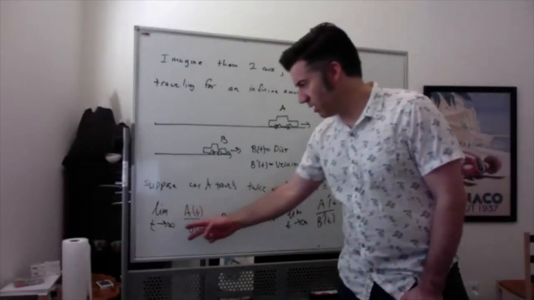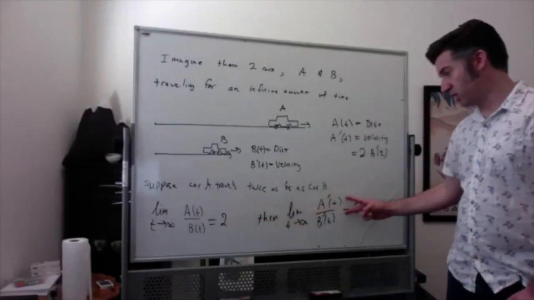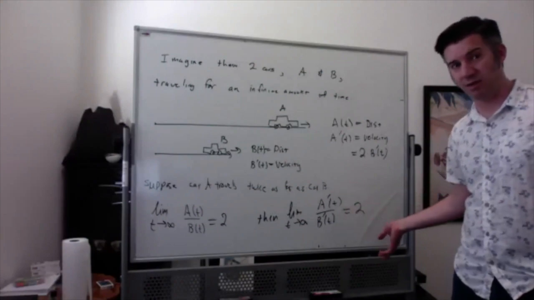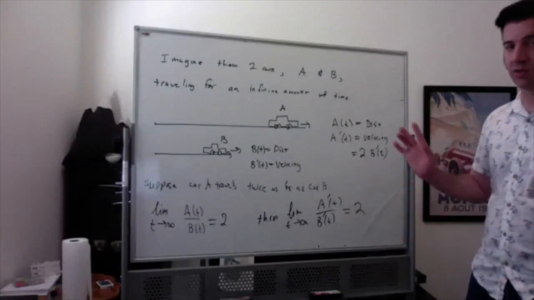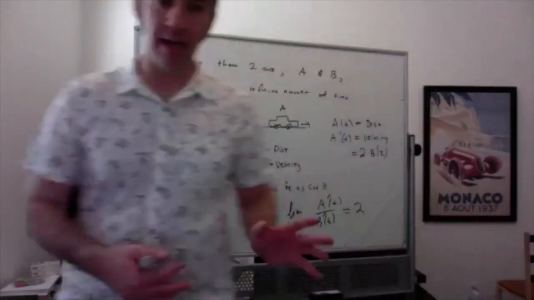If the limit of a quotient is equal to a number, the limit of the quotient of the rates of changes of those things also has to equal that same number. And again, this is only true for indeterminate forms, right? You can't do this for fractions that are just like whatever. So that's kind of the idea.